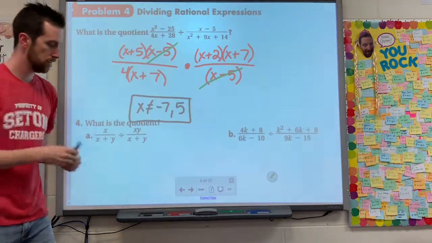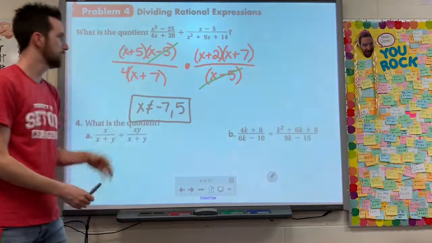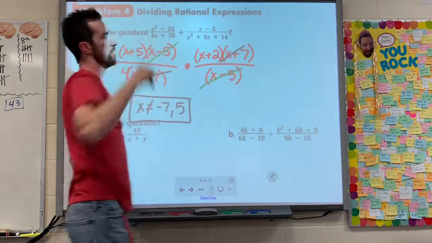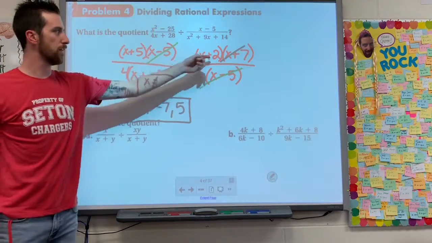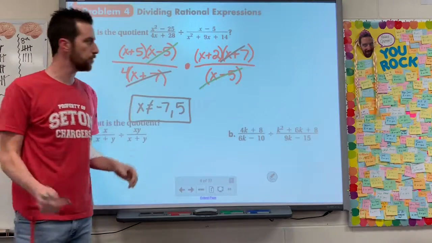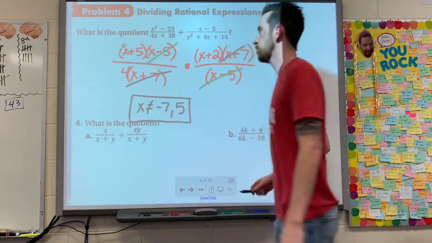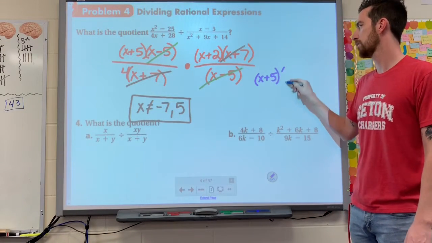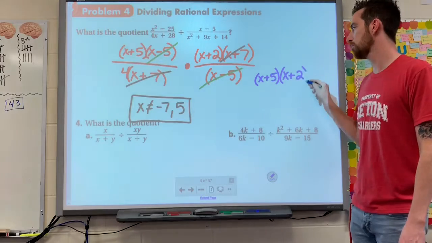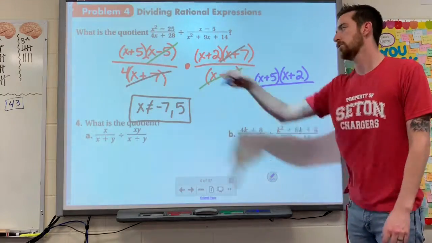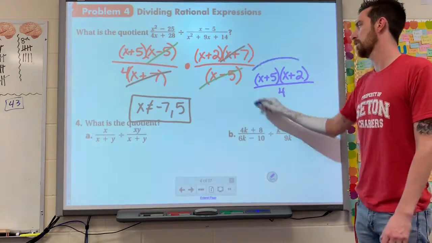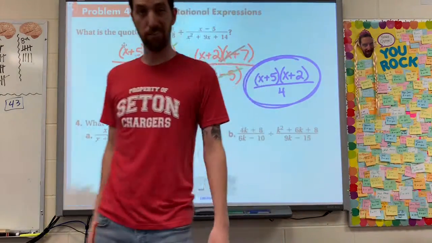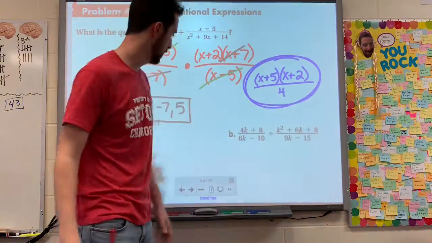Anything else? Yeah, the x plus 7. X plus 7, x plus 7. What's left up here? X plus 5 and x plus 2. All I got on the bottom is 4. So we're all good, playa. X plus 5 times x plus 2 over just a 4 down there. There it is, simplified all the way. Maybe foil it. I don't know. Be a rebel.